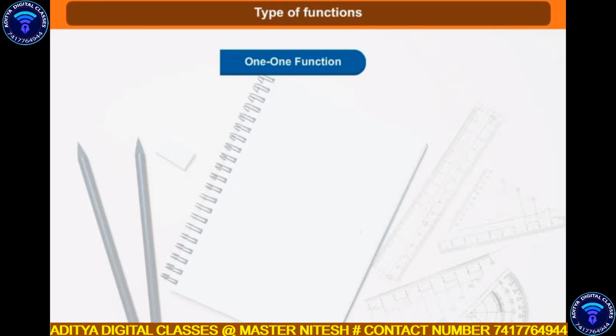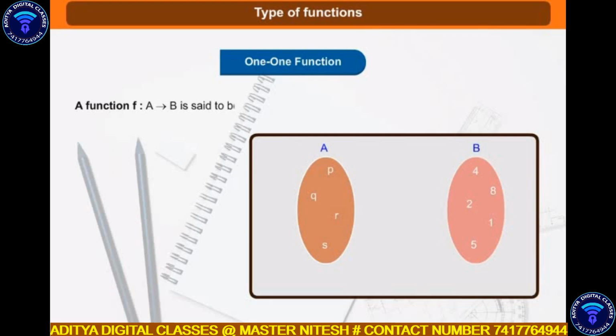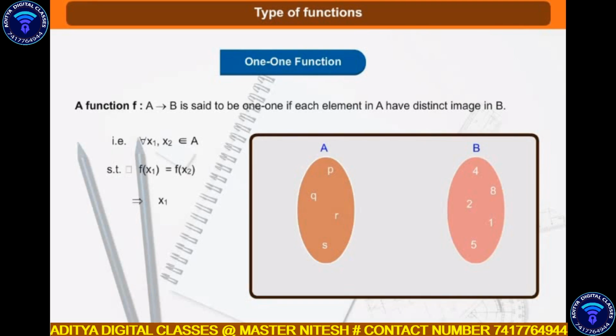One-one function. A function f in which A changes to B is said to be one-one if each element in A has a distinct image in B. That is, for all x1, x2 belonging to A, such that f of x1 is equal to f of x2, which implies x1 is equal to x2. The one-one functions are also called injective functions. For example, the given function is a one-one function, as there are distinct images in B for every element in A. Here, the images of P, Q, R, S are 4, 2, 1, 5 respectively.